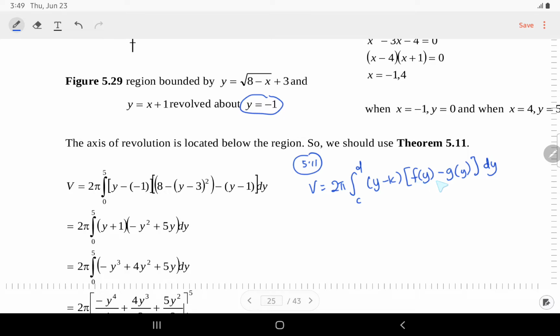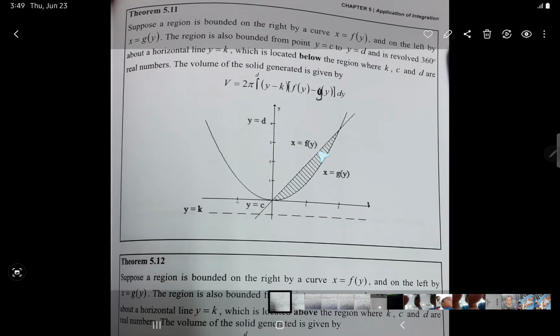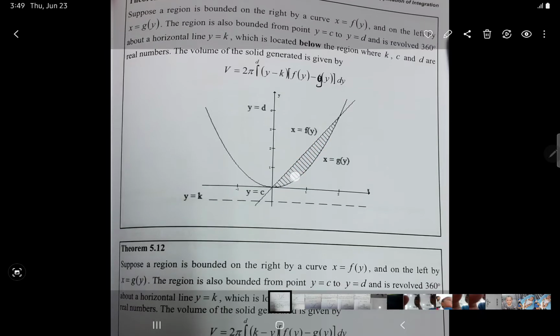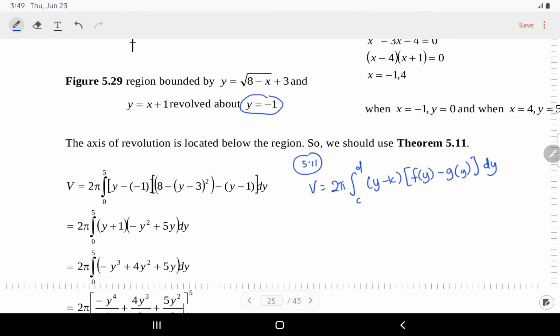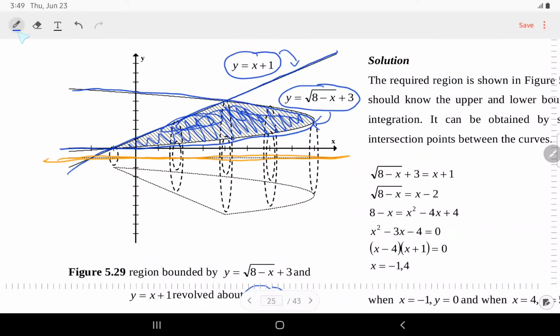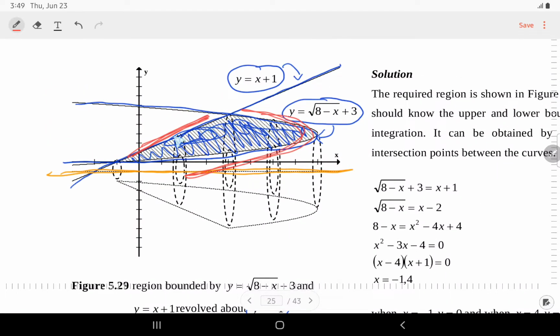F and g: look here. F is the function on the left side, and g is the function on the right side. G is right, f is left. So we look at which is left and which is right. Of course, here we can see it. This is the left side, and this is the right side. So left minus right. The function on the left is the straight line, which is x plus 1.